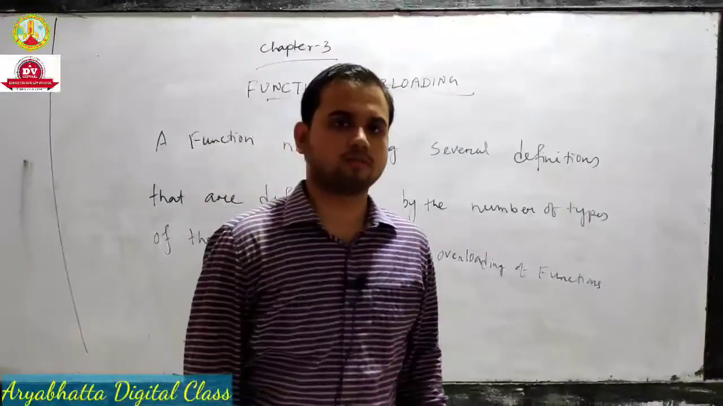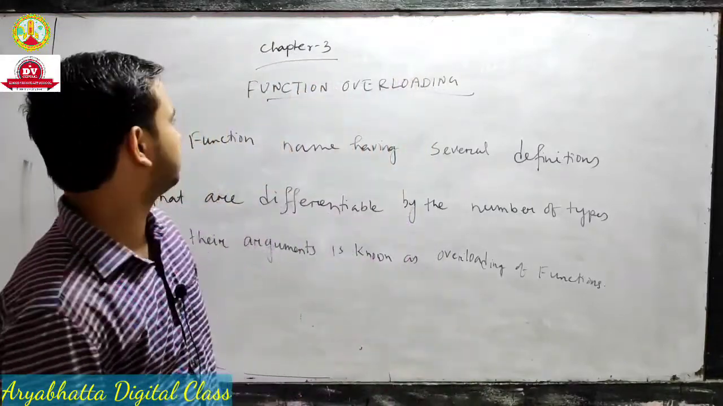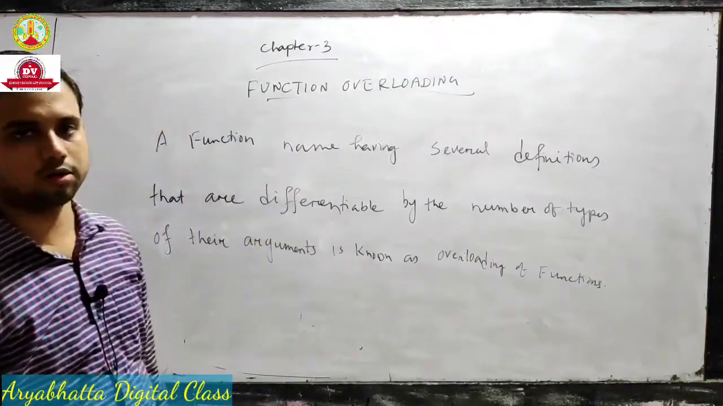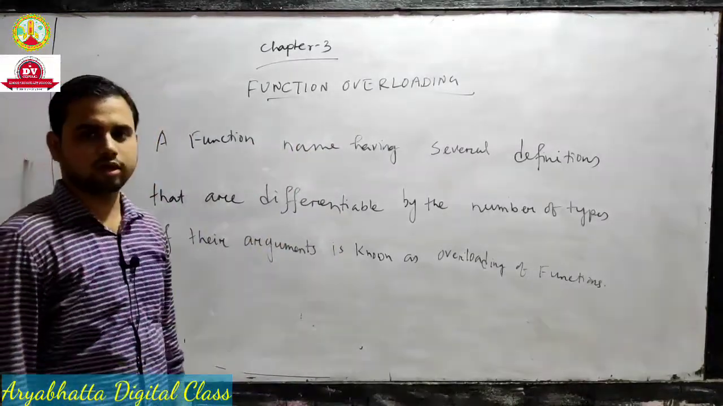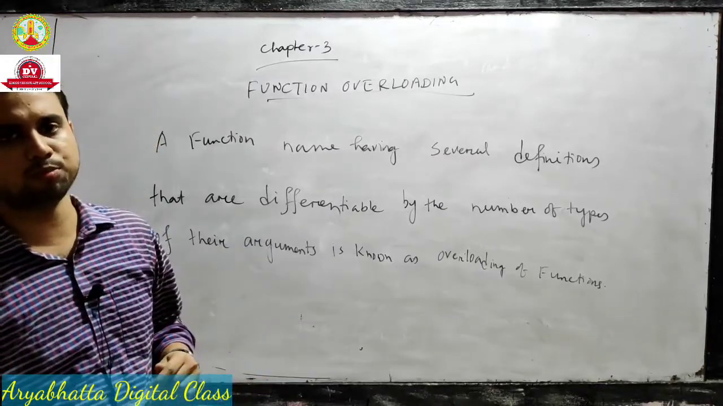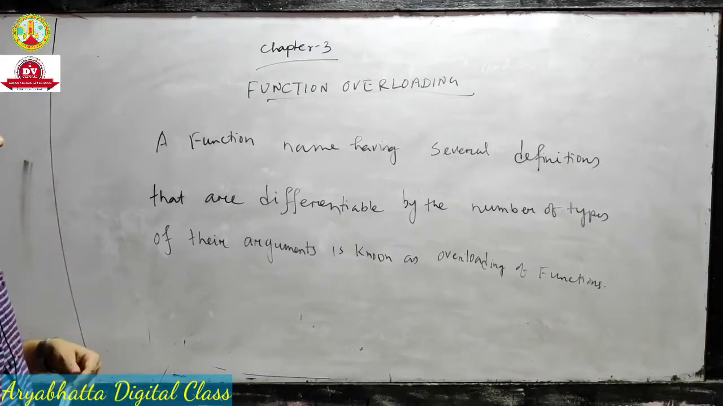Okay, students, we have already completed chapter 2. In this class we are starting chapter 3. The topic is function overloading. I already told you in an earlier class, function overloading is a main example of what? Polymorphism. Okay, see, what is function overloading?